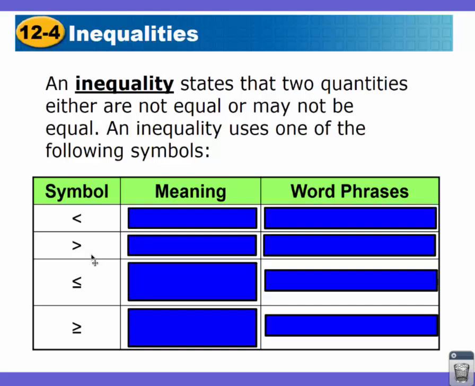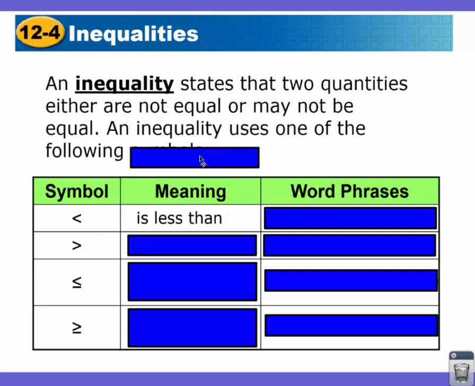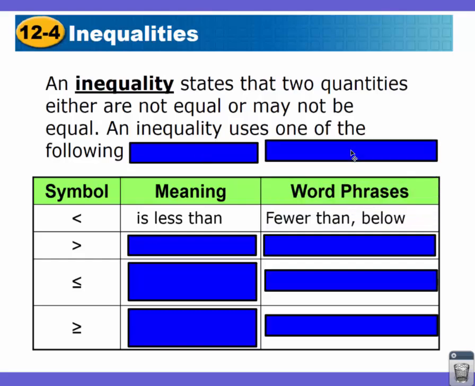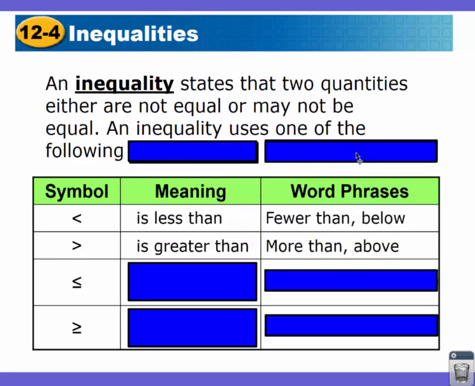And these in elementary school, we typically called them the alligators or the Pac-Man, things like that. And we knew the alligator always ate the bigger number. So when we look at this symbol right here, it means is less than. Some words that can represent less than are fewer than, below, those kinds of things, or even just less than. The next one is the greater than symbol. Some words that represent greater than would be more than, above, or greater than.